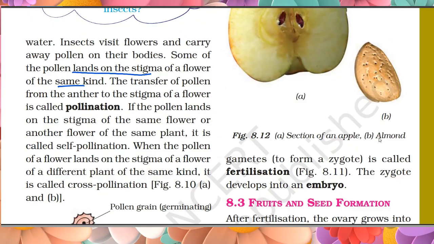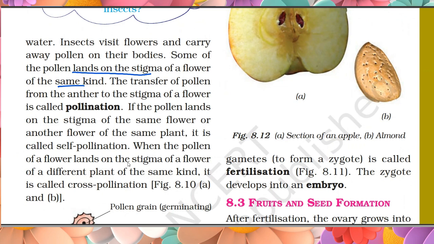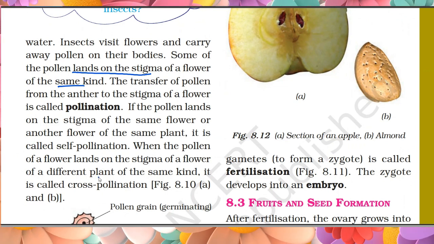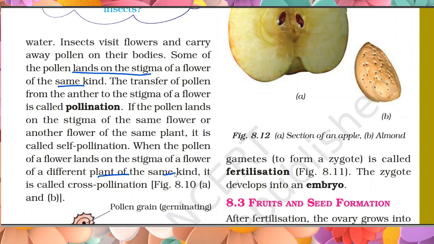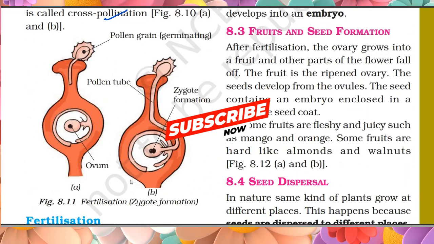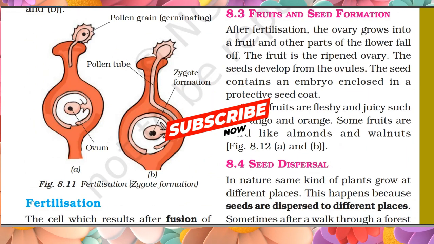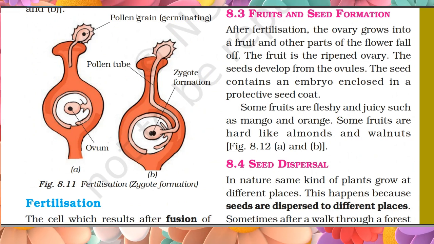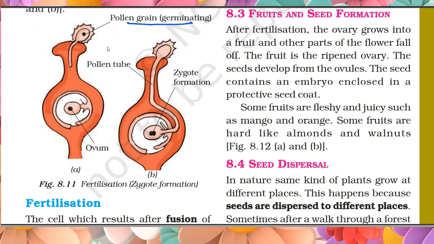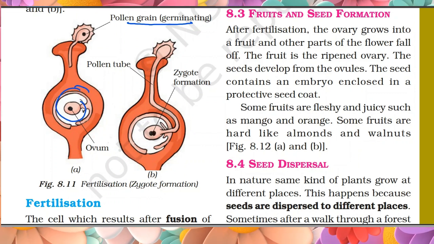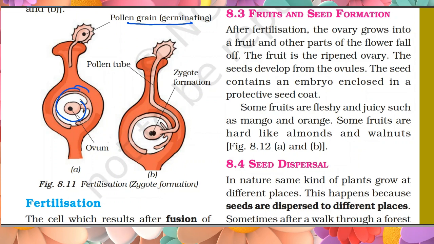When the pollen of a flower lands on the stigma of a flower of a different plant of the same kind, it is called cross pollination. Here we have a picture of how fertilization, that is the zygote formation, happens. Here are the pollen grains, which are in the germinating stage, and this is the ovum, that is the ovules, the formation of the egg inside the ovary.